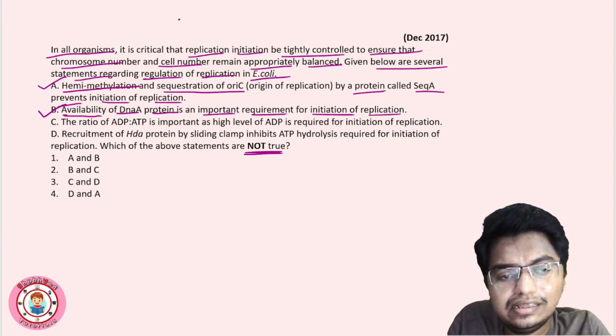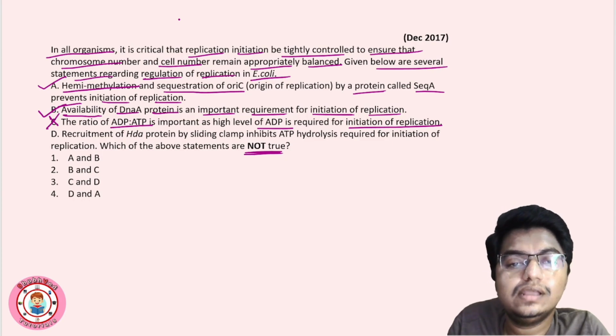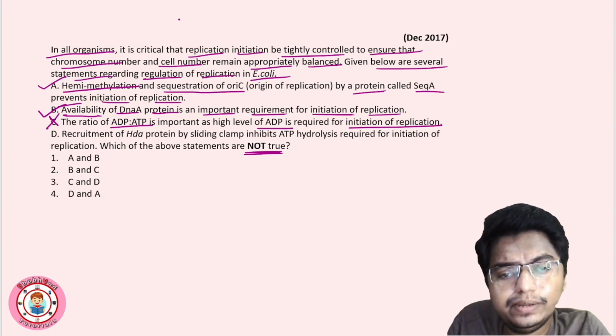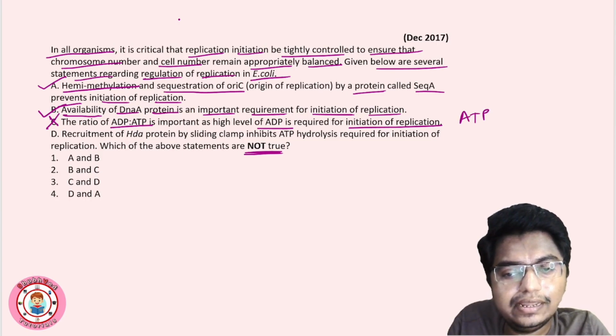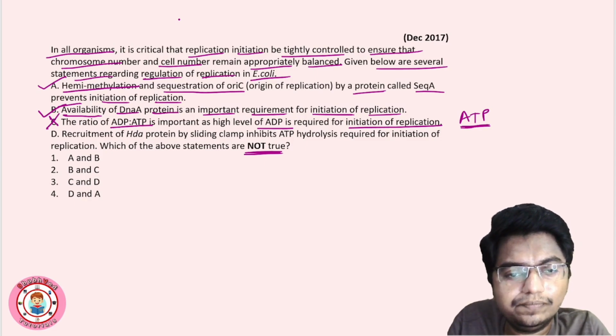Let's see C. The ratio of ADP to ATP is important, as a high level of ADP is required for initiation of replication. Wrong. C, high level of ADP, no. So the correct statement should be: instead of ADP, it should be ATP. ATP requirement is important for replication. Right? Not ADP. So thus it is wrong.